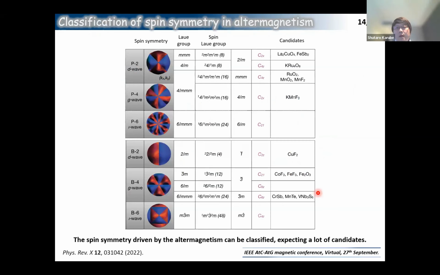Altermagnetism has been predicted to exhibit various symmetries beyond the D-wave, including G and I symmetries. The emergence of these spin symmetries is closely linked to the crystal field symmetries. Through classification based on the Laue group, it becomes possible to organize and understand these different spin symmetries in altermagnetism. This systematic approach to categorizing the spin symmetries in altermagnetic materials helps provide a comprehensive understanding of their unique magnetic properties and behaviors.